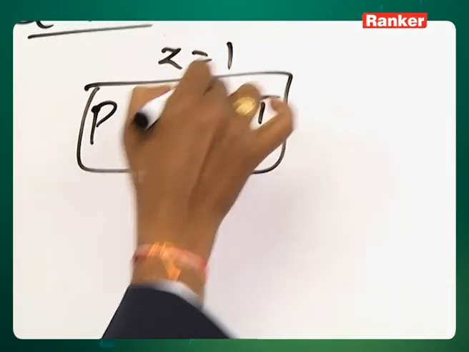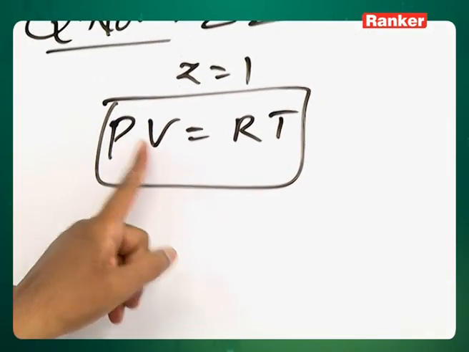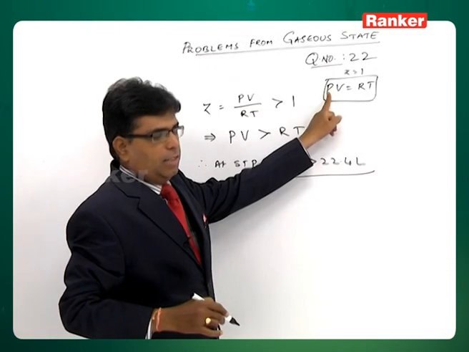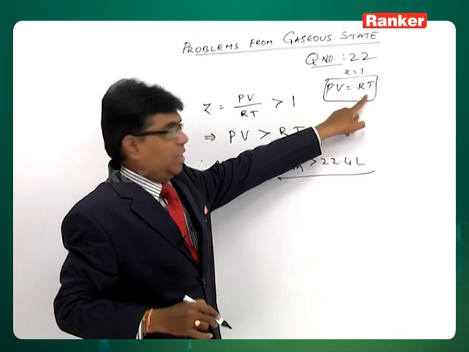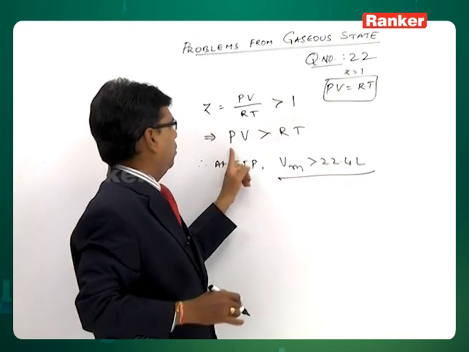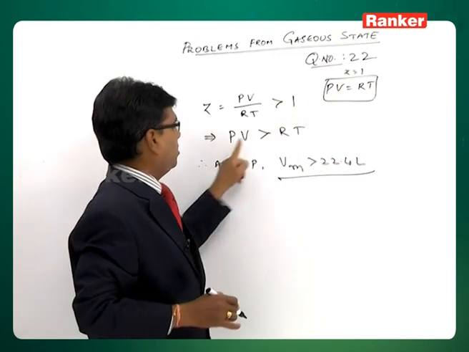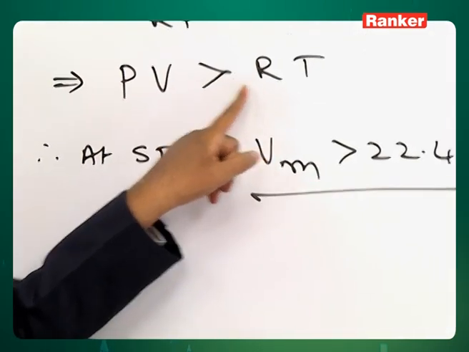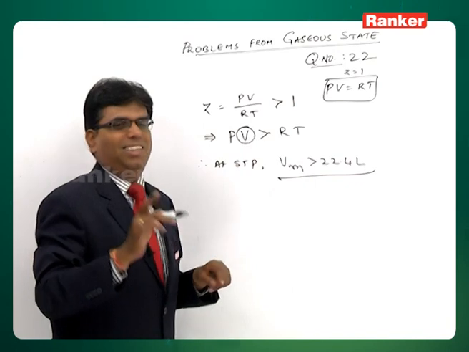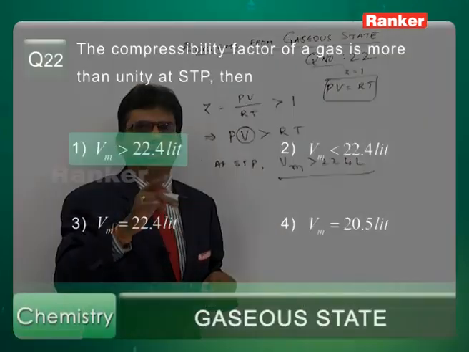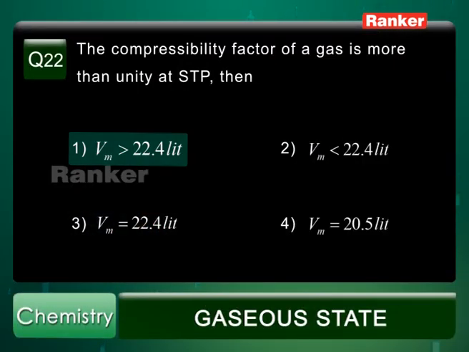PV equal to RT is for Z equal to 1. In this case, at standard pressure and standard temperature, 1 atmosphere and 273 Kelvin, V is 22.4, but now PV is greater than RT. P is same, T is same, but the relation is not equal, it is greater. That means what? Volume must increase. So, it should be greater than 22.4. So, the answer must be the first option.